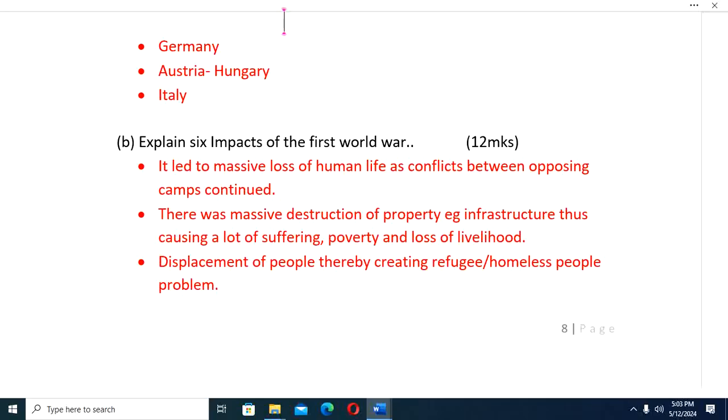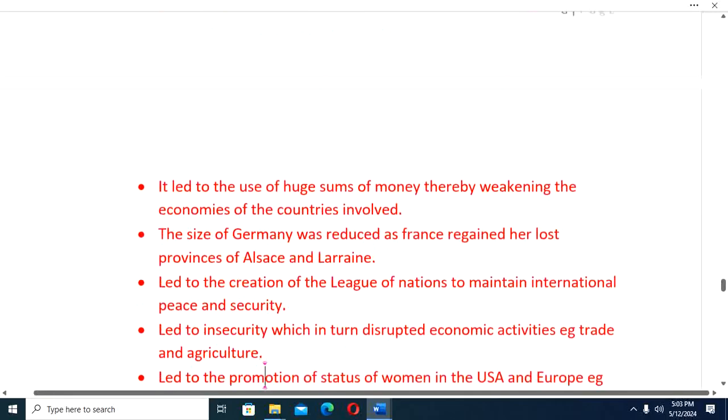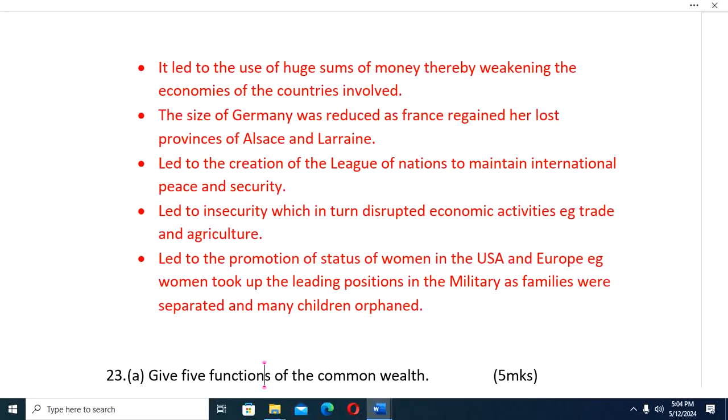It led to massive loss of human life as conflict between opposing camps continued. Next, there was a massive destruction of property, e.g. infrastructure, thus causing a lot of suffering, poverty and loss of livelihood. Next, displacement of people, thereby creating refugees or homeless people. Next, it led to use of huge sums of money, thereby weakening the economies of the countries involved.